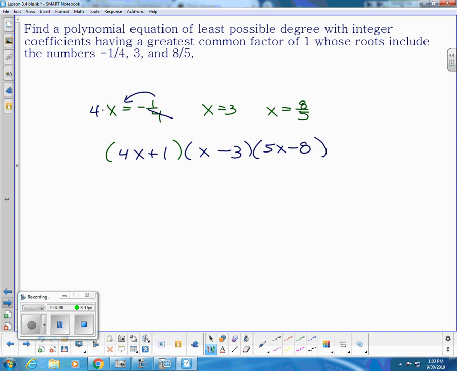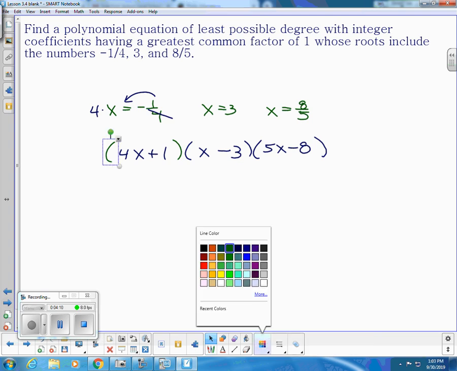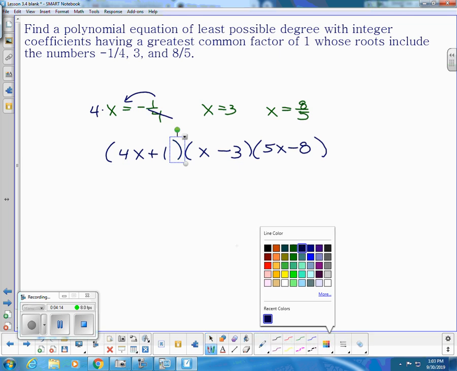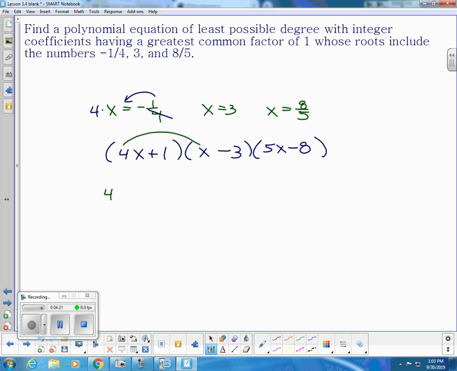We're going to FOIL these together. I don't know if anybody else is bothered that these are green, but we're going to have to change them. Keep my sanity here. All right. It doesn't matter what two you pick. I'm going to pick these two first. So that gives me 4x squared. You can do the O and the I in one step. So you have negative 12 and a positive 1x. It's a negative 11x minus 3.